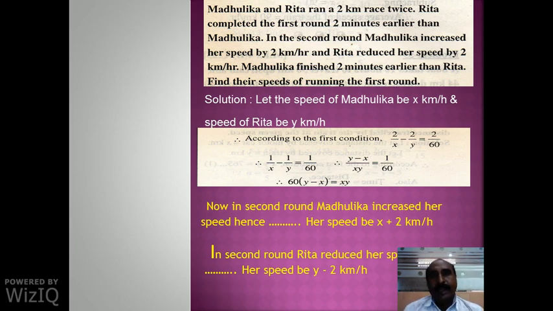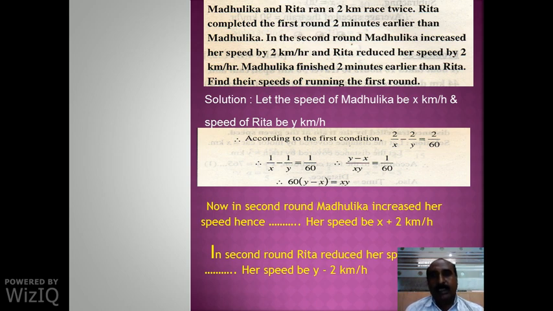Madhulika and Rita ran a 2-kilometer race twice. Rita completed the first round 2 minutes earlier than Madhulika. But in the second round, Madhulika increased her speed by 2 km per hour and Rita reduced her speed by 2 km per hour. Madhulika finished 2 minutes earlier than Rita. Find their speeds of running in the first round.